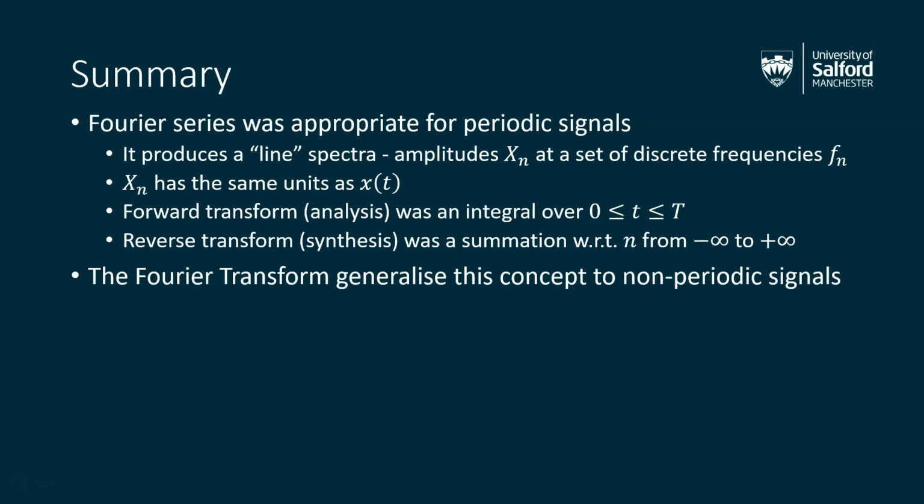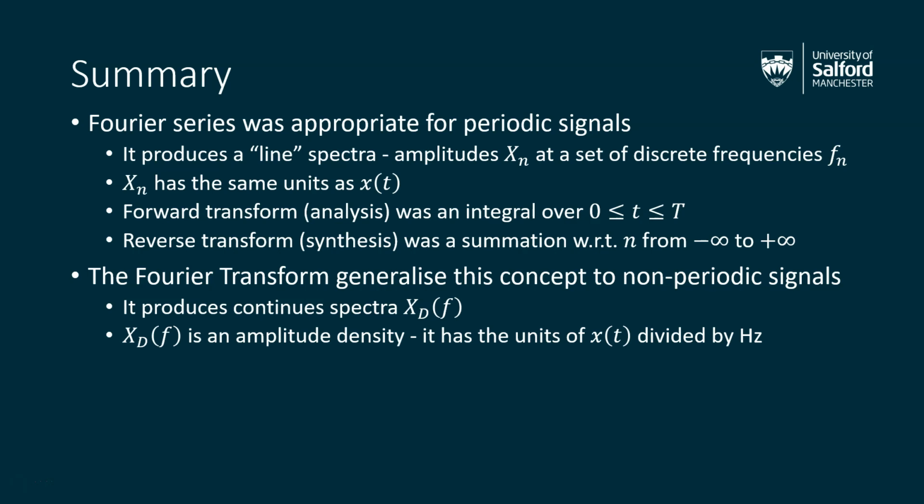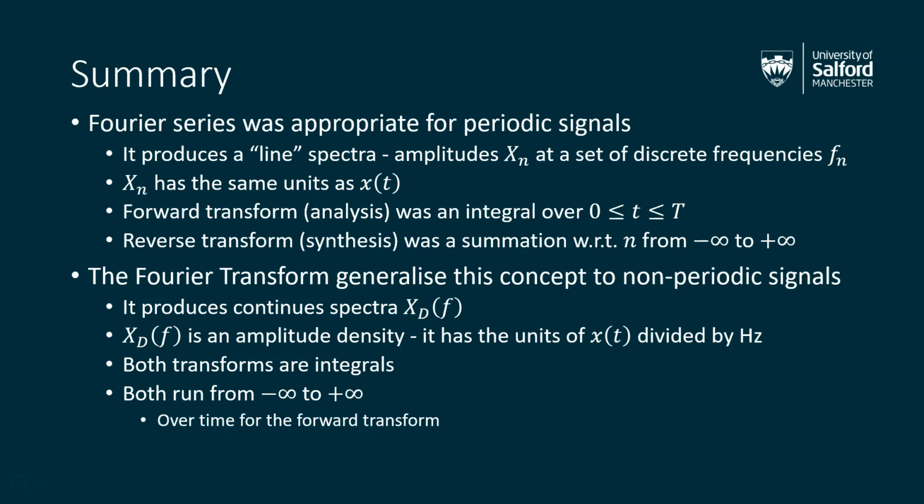The Fourier transform generalises this concept to non-periodic signals. It produces a continuous spectrum, X_d of f. And X_d is an amplitude density, that's what the subscript d is intended to mean here. It has the units of x divided by hertz, so it's amplitude per hertz. And both transforms are now integrals, and both run from minus infinity to plus infinity, over time for the forward transform and over frequency for the reverse transform. So that is it on Fourier transforms.